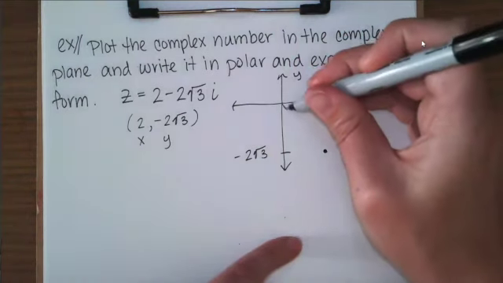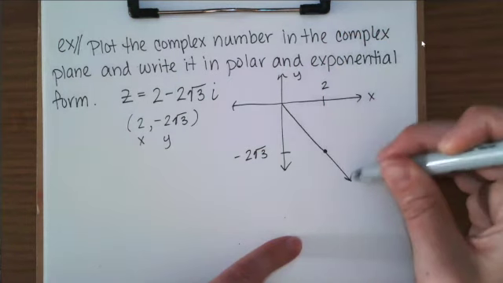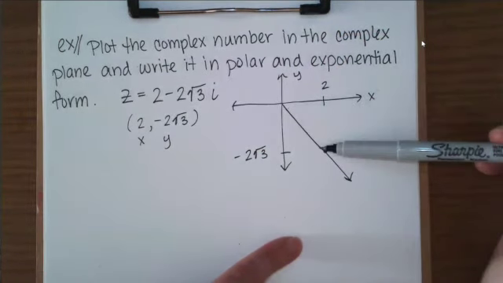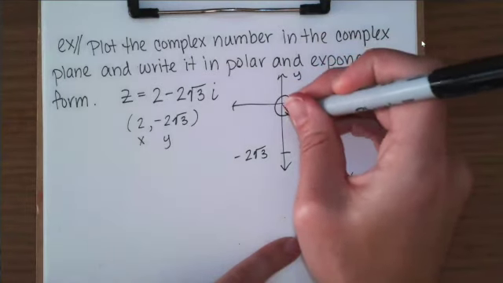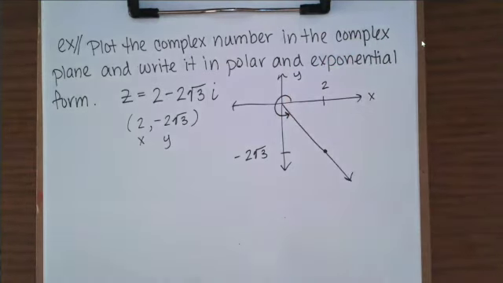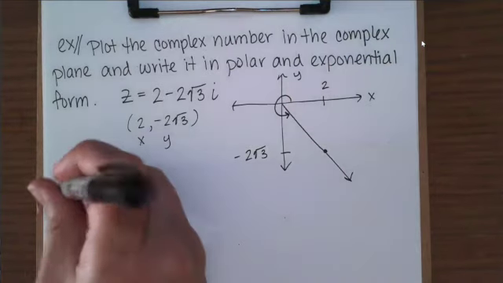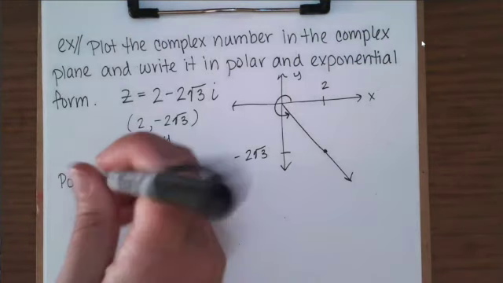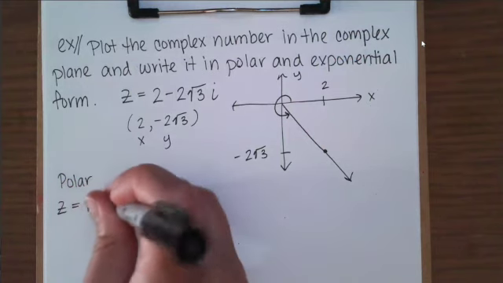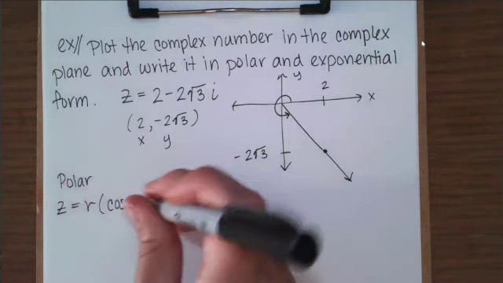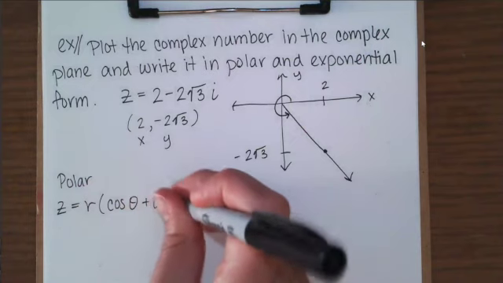So remember, r is our distance from our pole out to our point. We need to find out what r is. And then theta is going to be our angle here. Okay, so first thing, working on polar form. Polar form is z is equal to r cosine of theta plus i sine of theta.